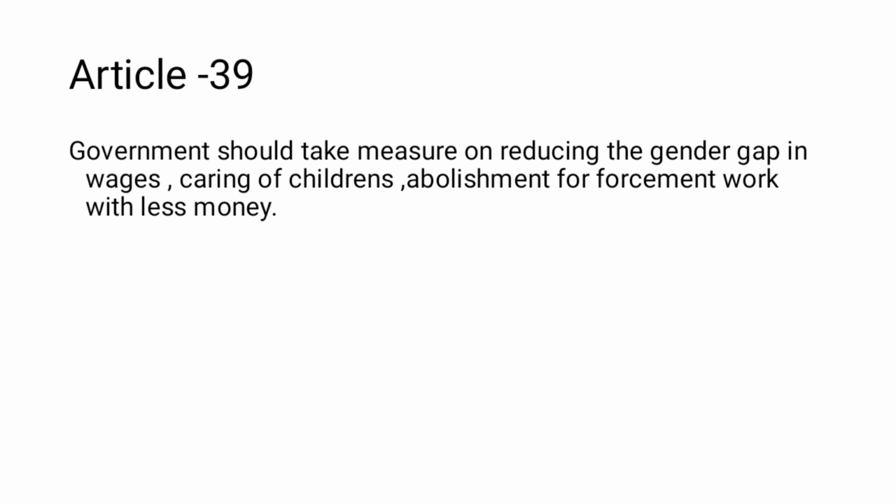So if they are working with less money, then wages, caring of children for pregnant women, and abolishment of forced work with less money, that is called Article 37. You need to solve the problem according to their problem. So based on the working women's abolishment of forced work with less money, you need to solve the problem according to their problems.